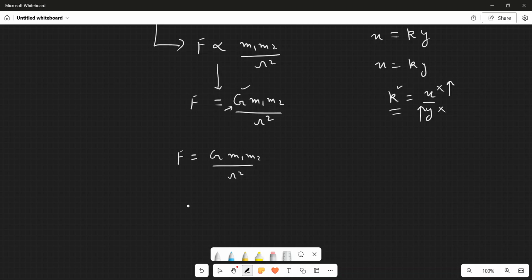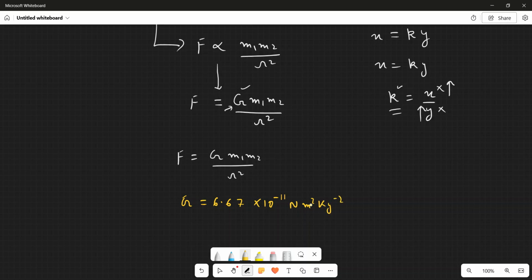All right. Talking about this G, because it is a proportionality constant, its value remains fixed throughout this universe. Whether we go to Mars, Jupiter, Saturn, move away from our solar system, or go to another galaxy, this G will remain constant and its value is 6.67 into 10 to the power minus 11 Newton meter square per kg square.